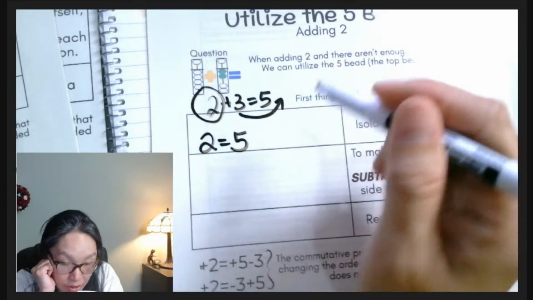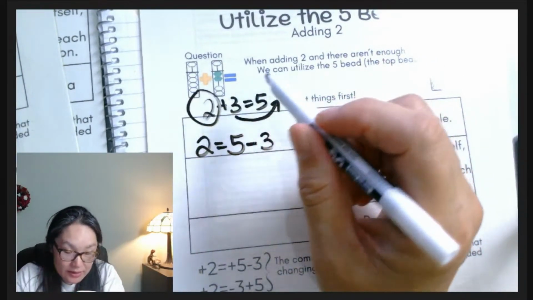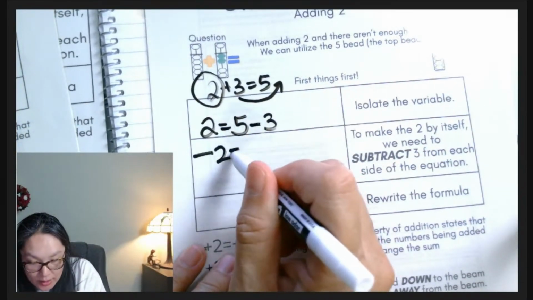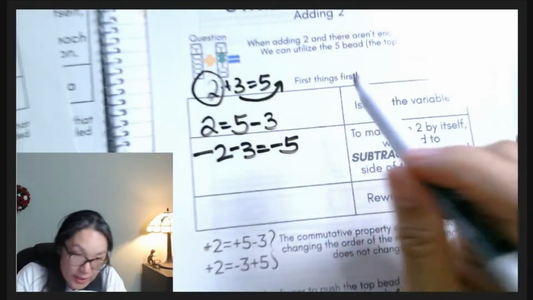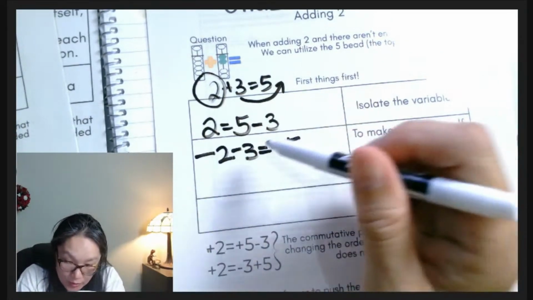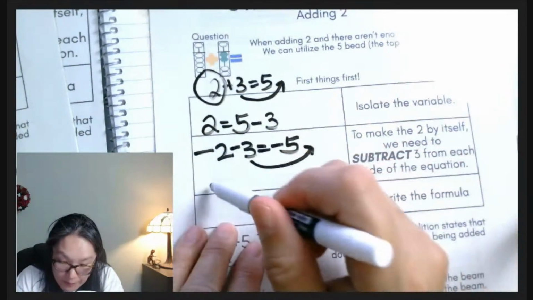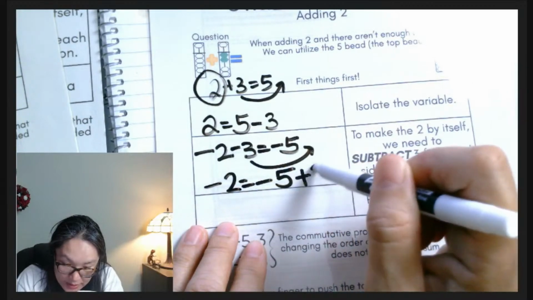No, this is too much. So we need to minus the 3. Now this is balanced. It's the same thing when we subtract. 2 minus 3 equals minus the 5. So when we do the inverse, it's this way, right? Minus 2 equals minus 5 plus 3.